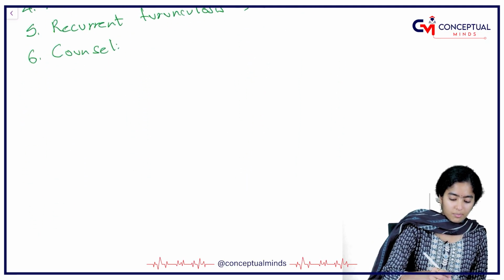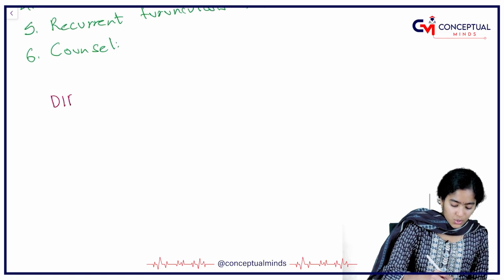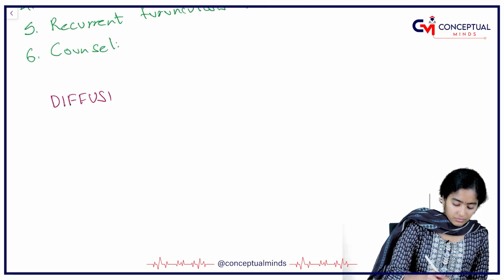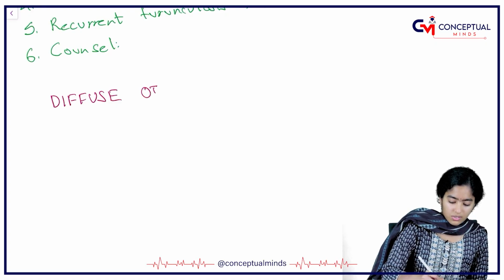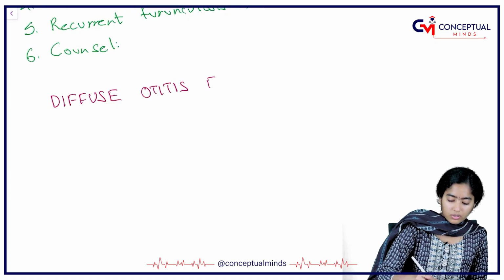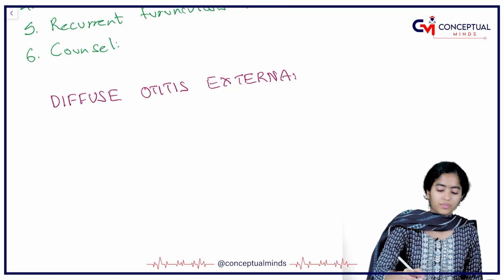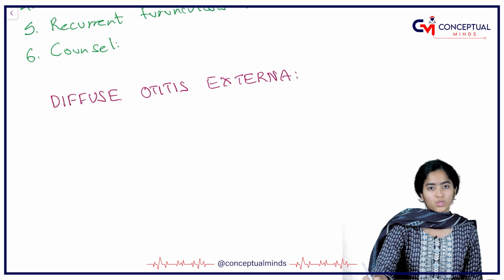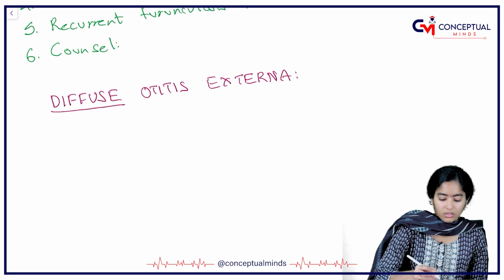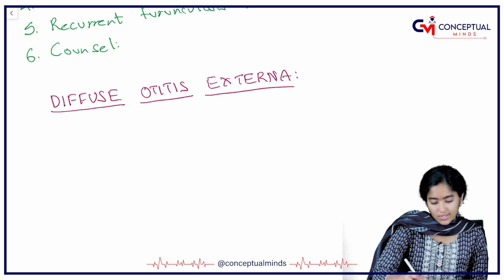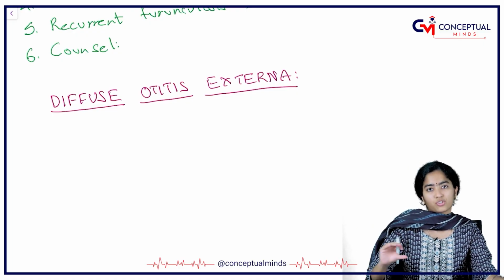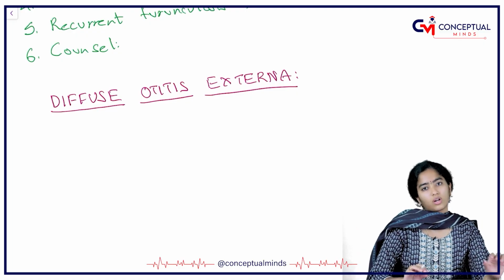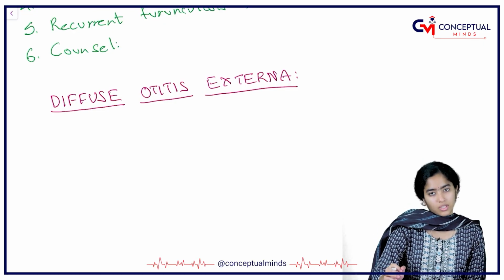Next, let us study about diffuse otitis externa. This is an important condition. It is the second condition in bacterial etiology. First was localized otitis externa and now it is diffuse otitis externa. The name itself is suggesting it is not local. The infection has occurred all through the external auditory canal. And this has some synonyms also.